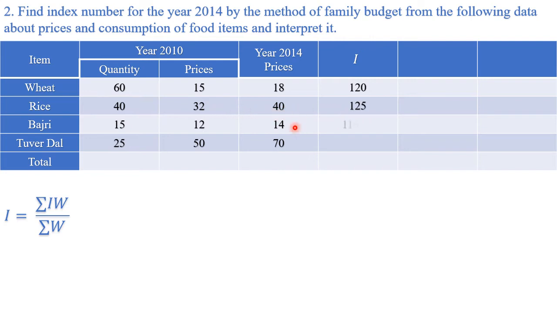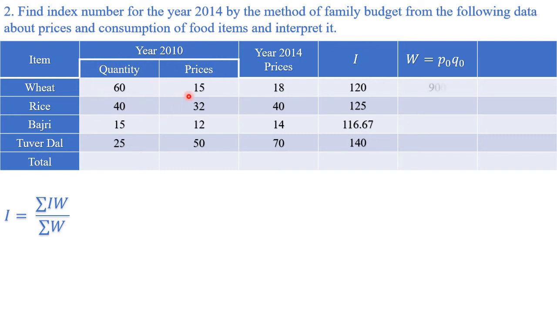Okay, each time you do the same thing: this value divided by this value into 100, this value divided by this value into 100. So you get the whole column of index numbers. Next you need to calculate W, which is P0 Q0. This is something I have already taught you in the previous tutorial: in certain cases when W is not directly given, we need to calculate W, because in the family budget method we take W as the multiplication of base year quantity and base year prices.